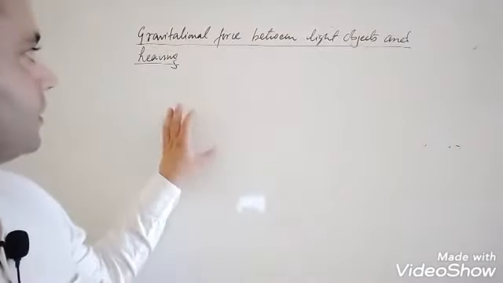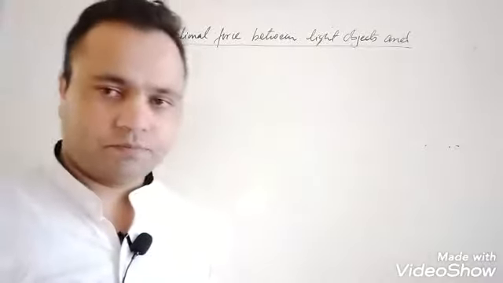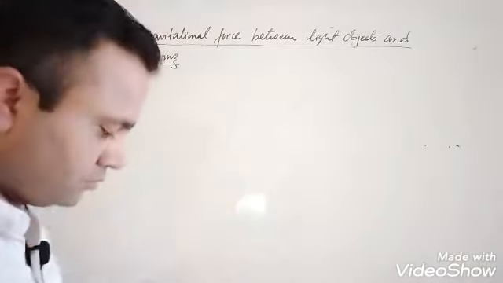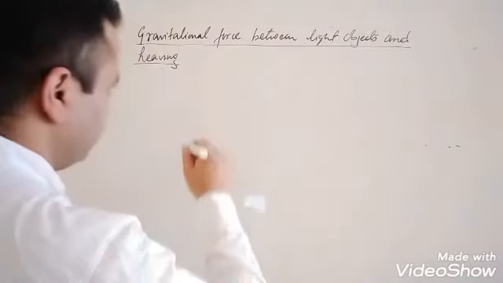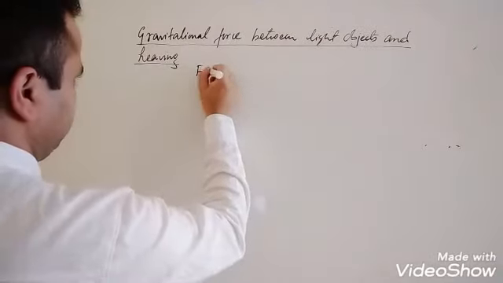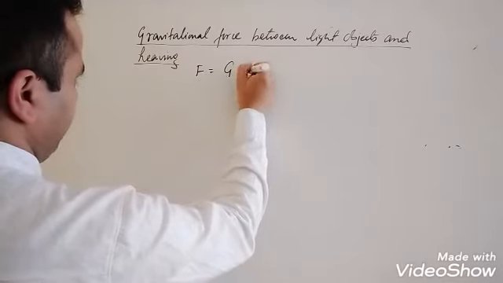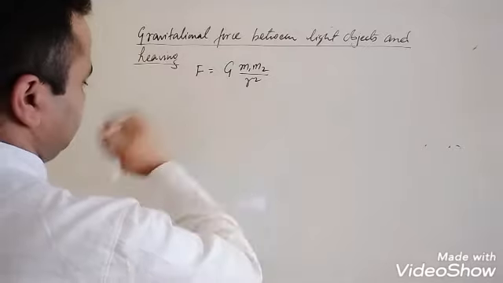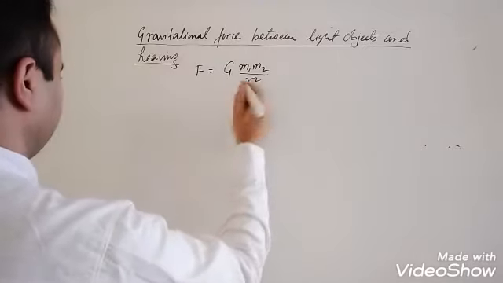Now, what is the mathematical expression? First, we should know the mathematical expression of gravitational force. Gravitational force F equals G m1 m2 divided by r square. This is the mathematical expression of gravitational force.